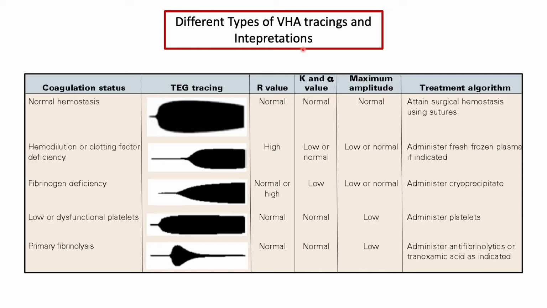This is how different types of VHA tracings look like and their interpretation. The first tracing is how a normal VHA tracing looks like. The rest are all the abnormal tracings that you can get when there is presence of coagulopathy. Let's say we take this second abnormal tracing as an example. It shows that there is a reduction in the angle of the tracing. This means there is a problem with the fibrinogen and this patient would require administration of cryoprecipitate.